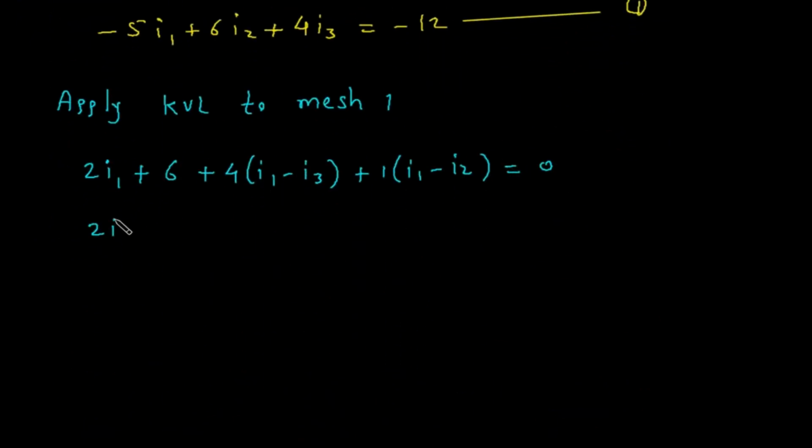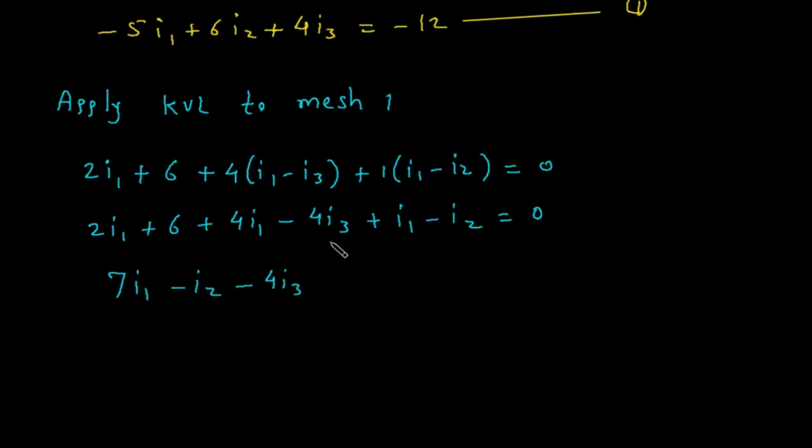So this will be 2I1 plus 6 plus 4I1 minus 4I3 plus I1 minus I2 is equal to 0. So this will be 2 plus 4, 6, 6 plus 1, 7. 7I1 minus I2, then minus 4I3 is equal to minus 6. Let's say this is equation number 2.